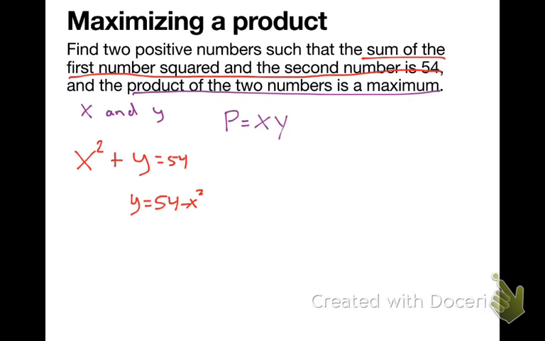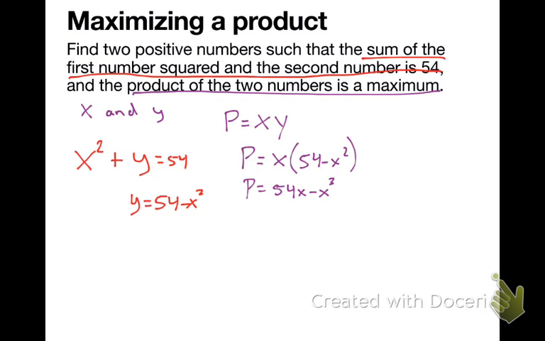We know that y equals 54 minus x squared, so let's go over here into our product equation, and before we differentiate to find critical points, let's make our substitution for y. Y is 54 minus x squared. And if we distribute our x, it'll make it easier for us to differentiate, so let's go ahead and do that. Now our primary equation, our product equation, the equation we're trying to maximize, is written in terms of just one variable, which will make differentiating a lot easier.